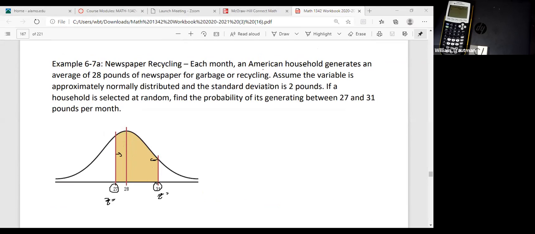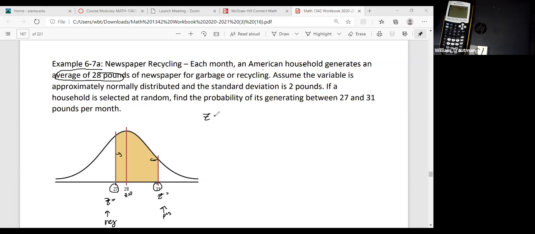Now, 28 is the average, it looks like. That's the one in the middle, and it says right here, generates an average of 28. 28, that's where z is 0. So at the average, z is always 0. So we know this z is going to be negative because it's on the left of z0, of the average, and this z is going to be a positive z. We just have to calculate both of them.